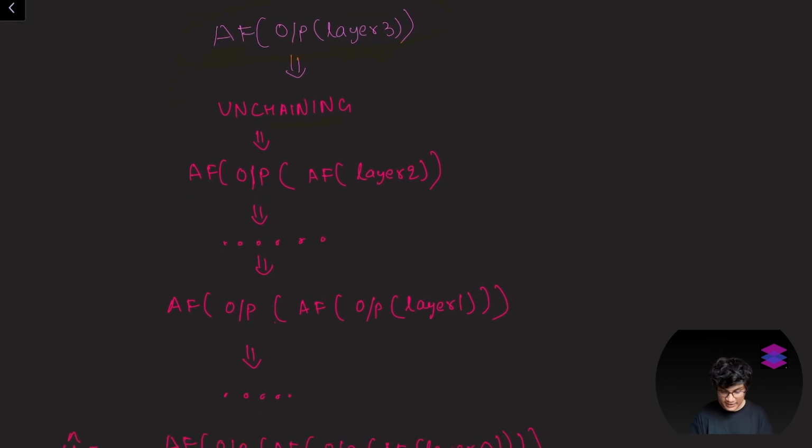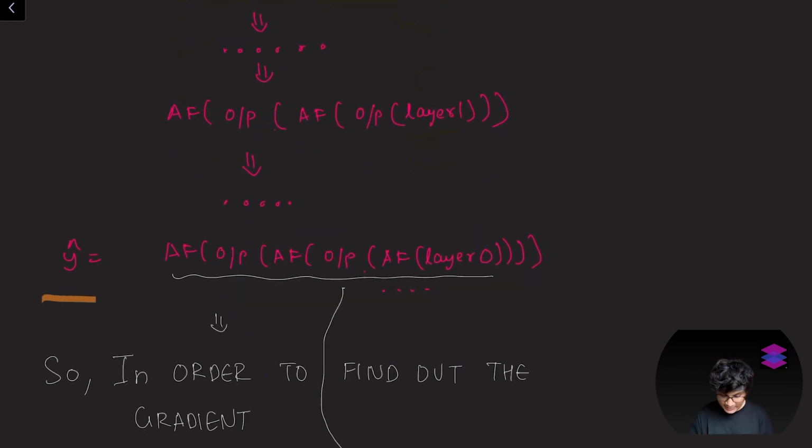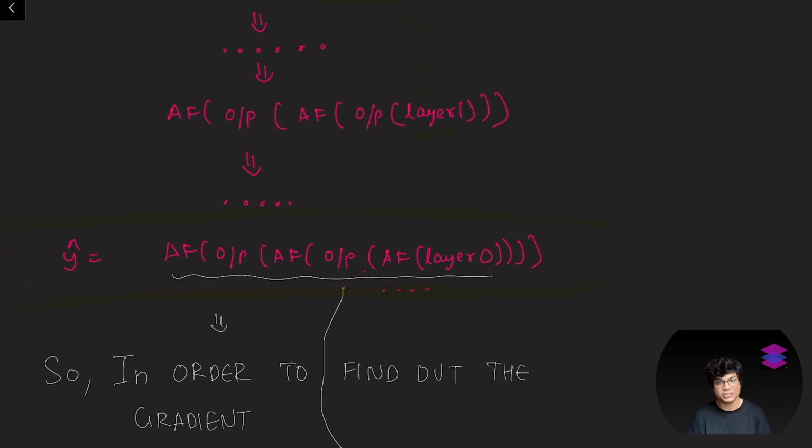So can I write this activation function after unchaining? Can I write something like this? Because layer 3 is basically the activation function of layer 2, correct? And layer 2 is basically the activation function of layer 1, correct? So this has to be my final output if I try to unchain it. This would be my final output. Now this is your y hat, and your y is basically your actual, and this is the y hat.